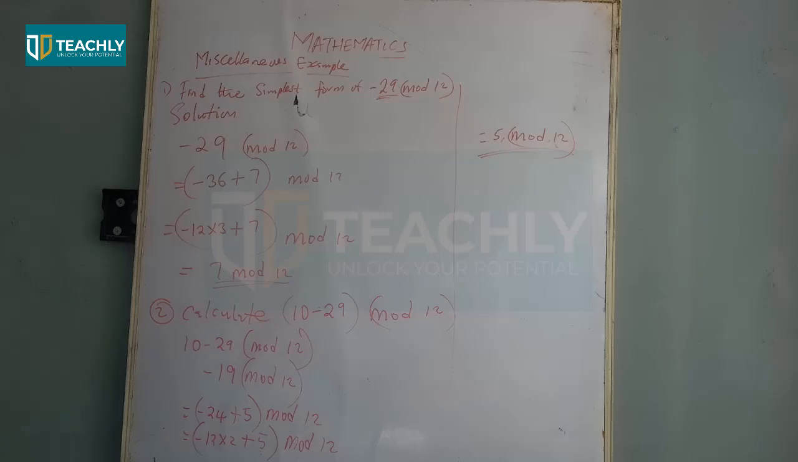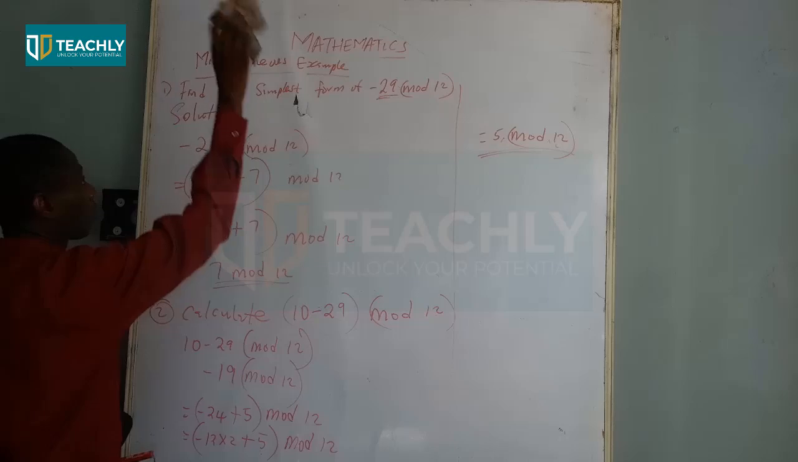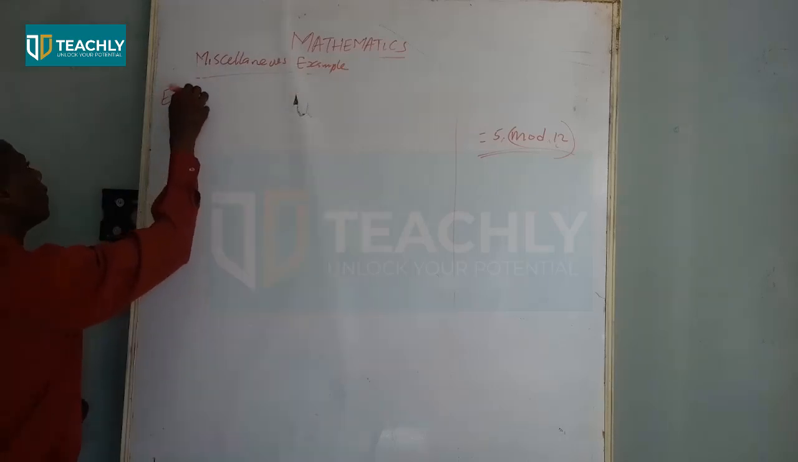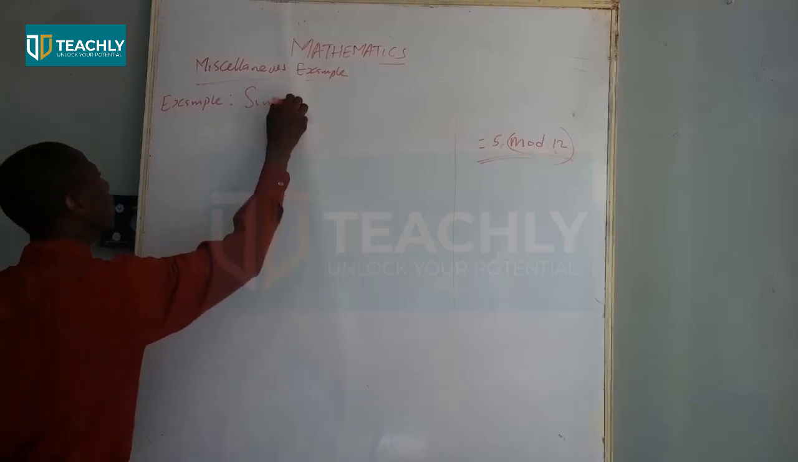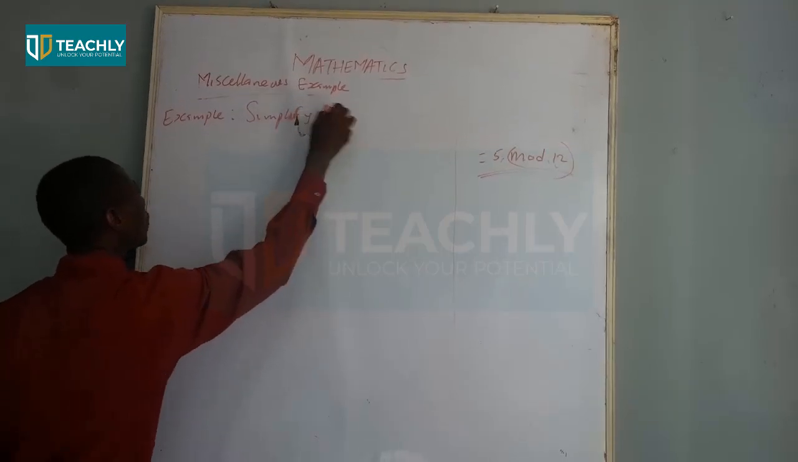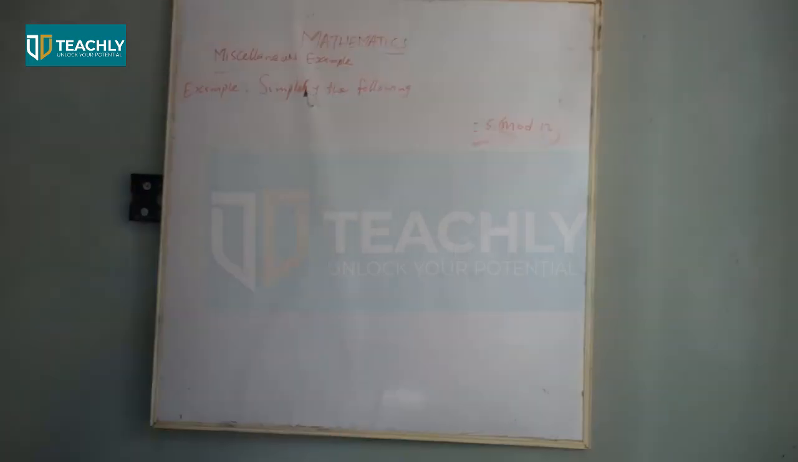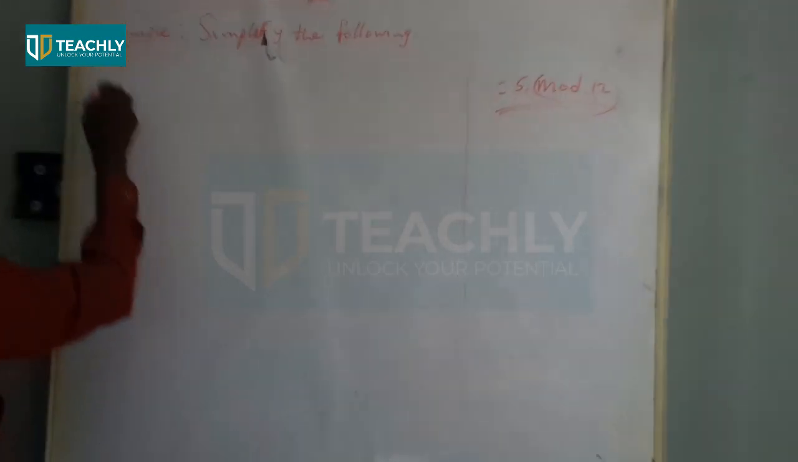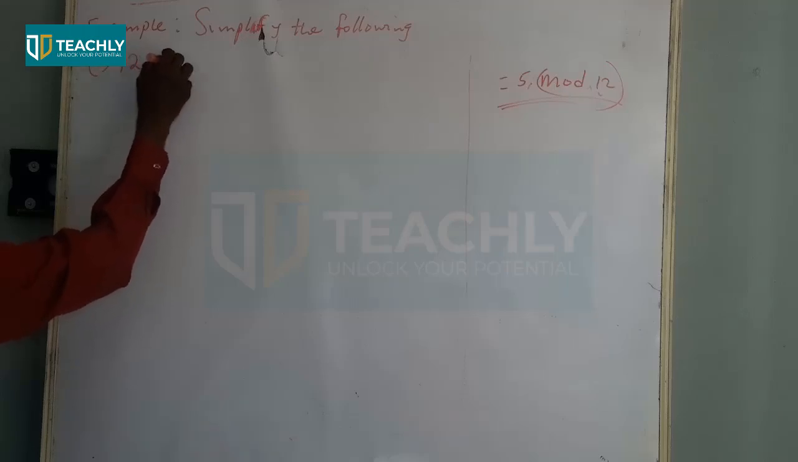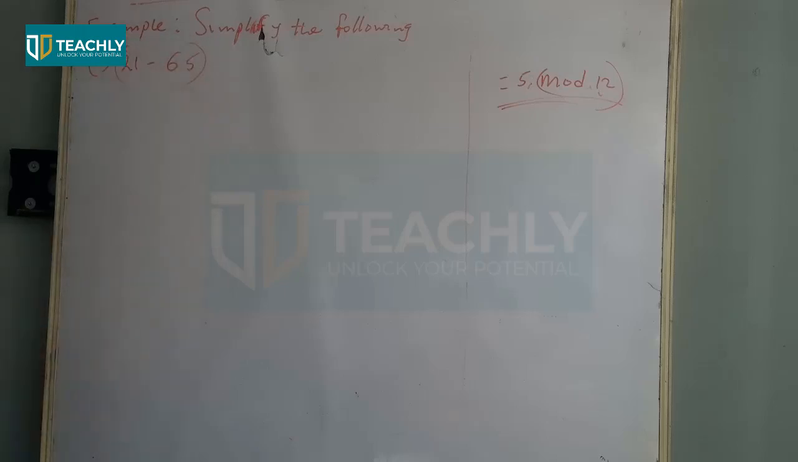Okay, let's also look at the following under the miscellaneous examples. Simplify the following. You have 21 minus 65 in modulo 4.